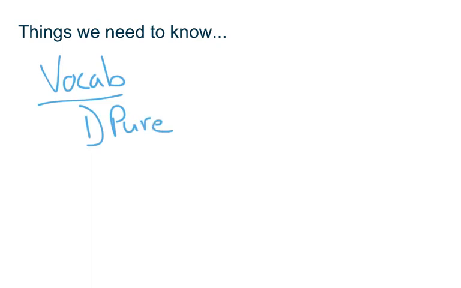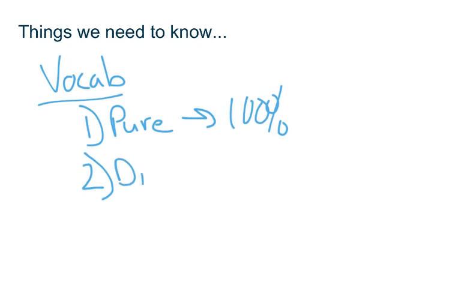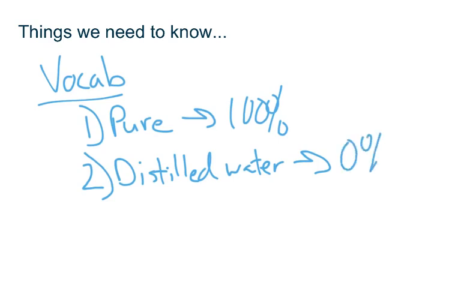One is pure. When we see the word pure, that means 100%. And so we're going to be talking about solutions, and so you'll end up using 100% if you see the word pure. Second, sometimes you might see something like distilled water, or even just the idea of something being watered down. And the idea is that if you're using distilled water or you're watering something down, you're adding something that is 0% of that solution. Those are some vocab terms that we need to know in order to solve these problems.